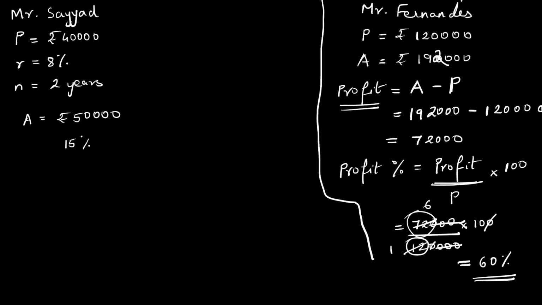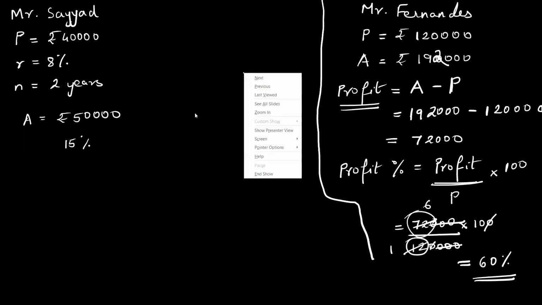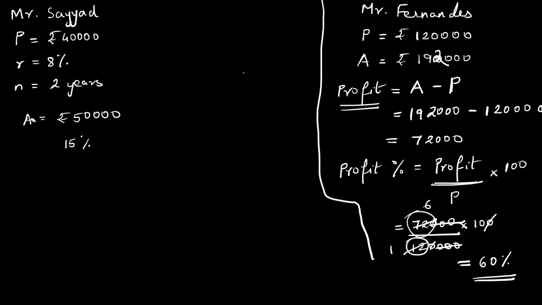This I've just done to explain to you what you all will have to do later. But basically, if Mr. Syed has earned more than 60% profit, that means his investment is more profitable. If Mr. Syed's profit percent comes less than 60%, then Mr. Fernandez's investment is better. To do that, do you agree we need to find the amount of Mr. Syed also? Do you know how to find amount?